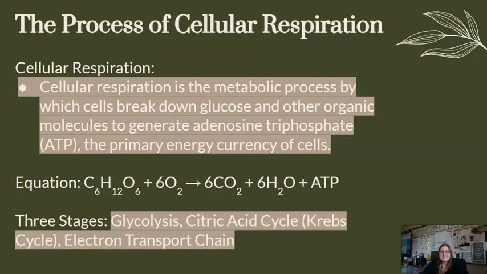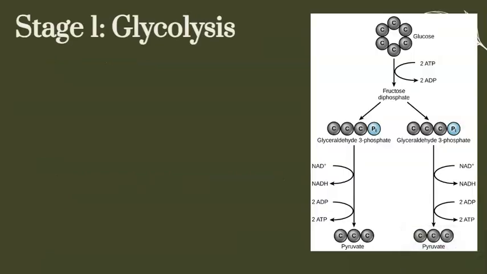So there are 3 stages to cellular respiration. The first is glycolysis. The second is the citric acid cycle, or we'll usually just call it the Krebs cycle, and then also the electron transport chain. So stage 1 is glycolysis.